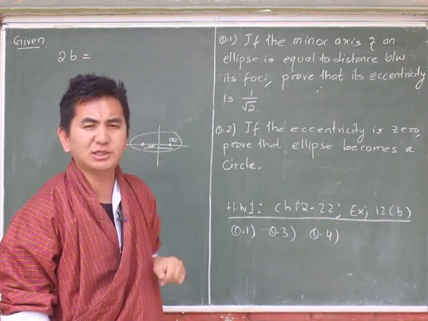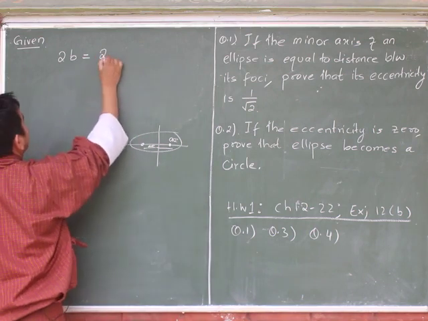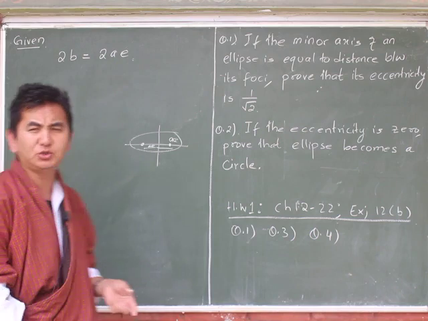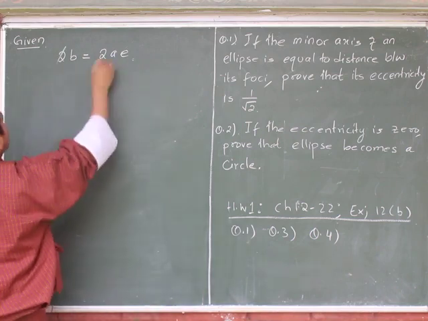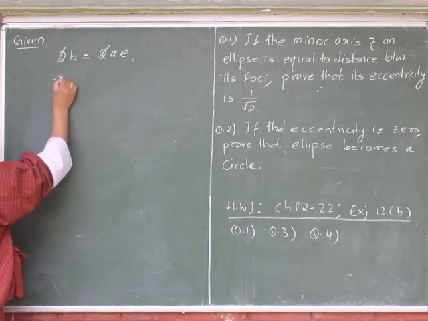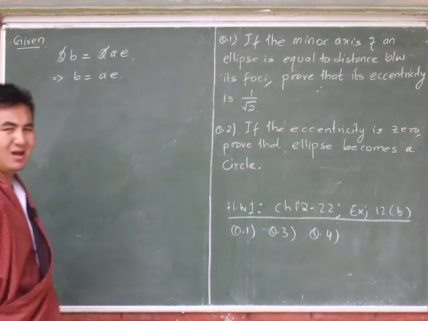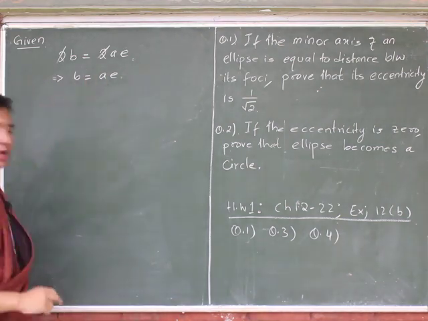So what's the total distance between these two foci? The distance between two foci is 2AE. I hope it's clear now what this distance between two foci is. The minor axis 2B is equal to the distance between the foci 2AE. This 2 and this 2 will get cancelled, which implies B is equivalent to AE. So now the B value is equivalent to AE.